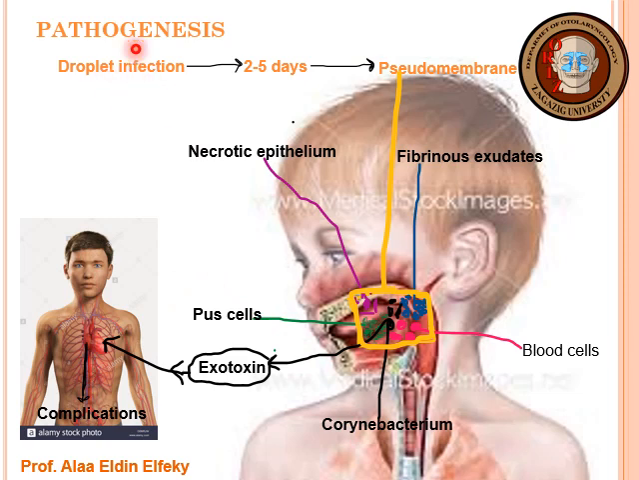As for the pathogenesis, the infection is usually by droplet infection, with an incubation period of 2 to 5 days. Then a pseudomembrane is formed over the tonsil. This membrane is composed of necrotic epithelium. The organism causes necrosis of the epithelium, fibrinous exudate, blood cells, pus cells, and the Corynebacterium diphtheriae. The Corynebacterium diphtheriae secretes a powerful exotoxin which goes to the circulation, causing the complications.